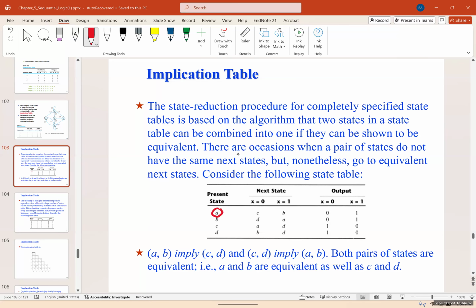You can see, AB implies CD. And CD implies A and B. You can see C and D go to A. Both pairs of states are equivalent, and therefore A and B are equivalent, as well as C and D.